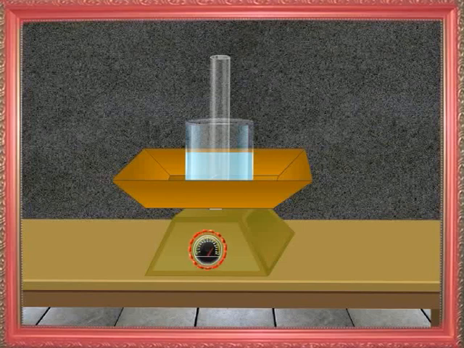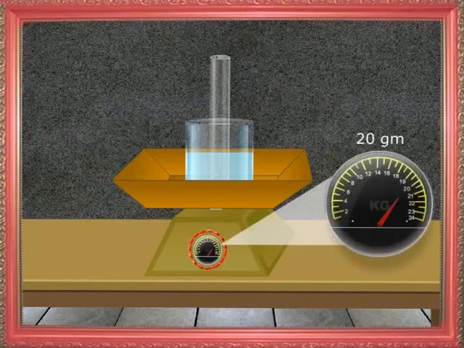Now, using the same weighing machine, measure the entire content again. That means measure the weight of the bowl containing the water and salt solution and the test tube. Now, note the weight of the content.